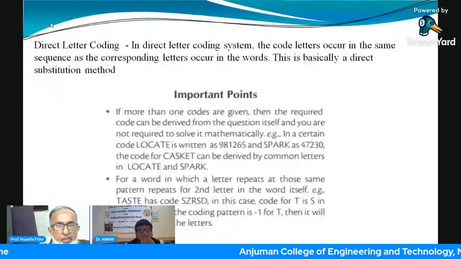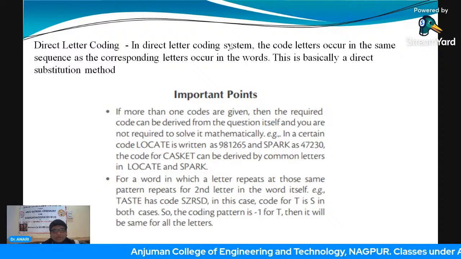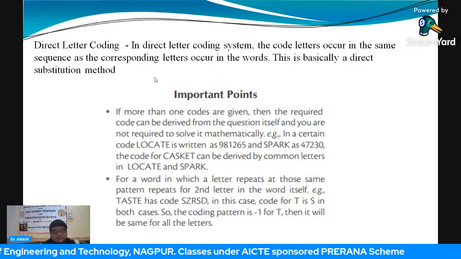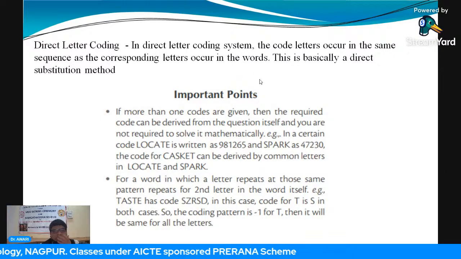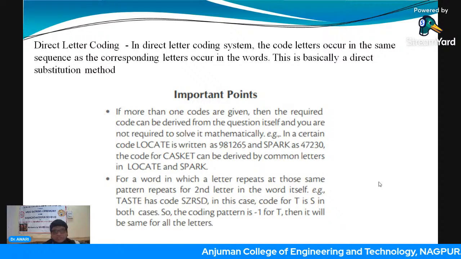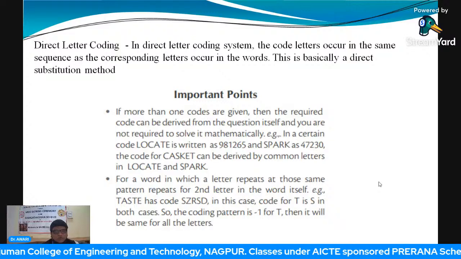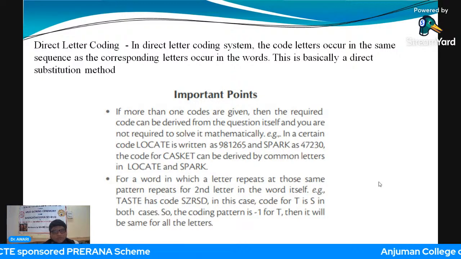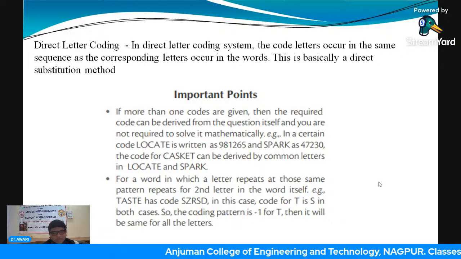So direct letter coding. In the direct letter coding system, the code letters occur in the same sequence as the corresponding letters occur in the word. So this is basically a direct substitution method. If more than one code is given, then the required code can be derived from the question itself, and you are not required to solve it mathematically. So in a certain code, locate is written as 981265 and spark is written as 47230. The code for cascade can be derived from the common letters in locate and spark.